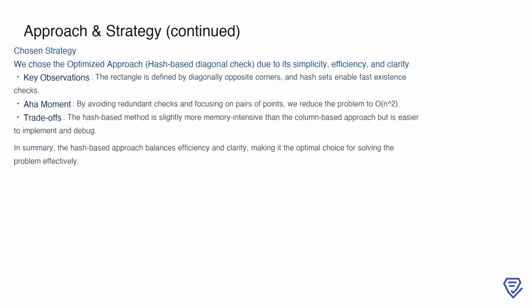While the column-based iteration method also achieves similar efficiency, it is less straightforward to implement, which can introduce additional challenges during debugging. The hash-based approach strikes an excellent balance between efficiency and clarity. Although it uses slightly more memory, this trade-off is well worth it for the ease of implementation and the reduction in runtime complexity. Overall, this strategy provides a clean, fast, and reliable solution to the problem.